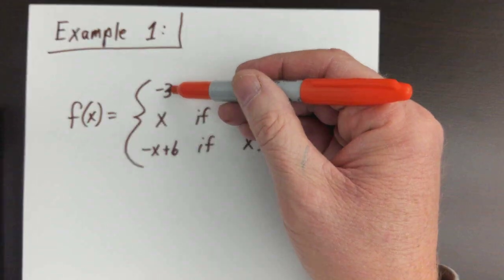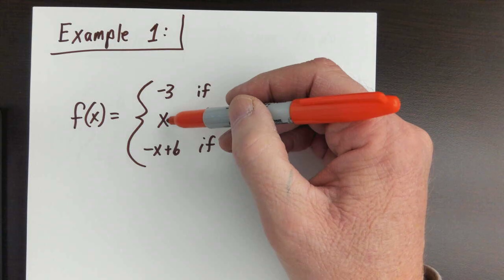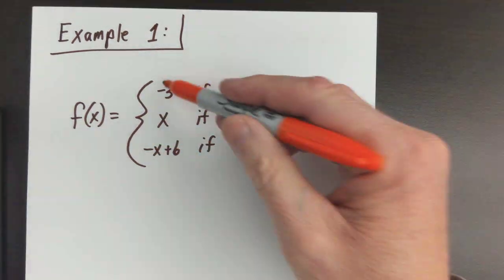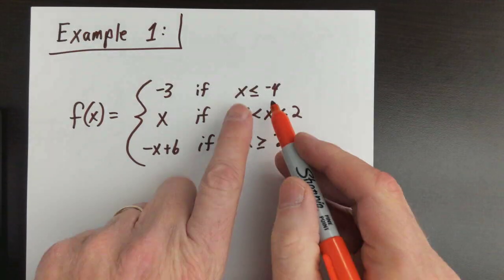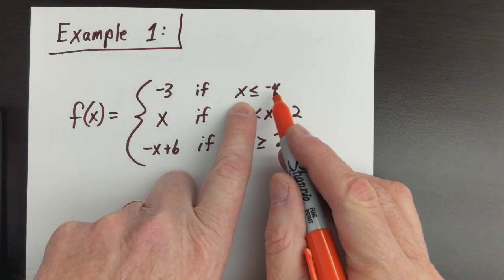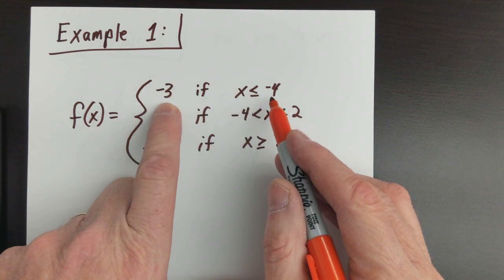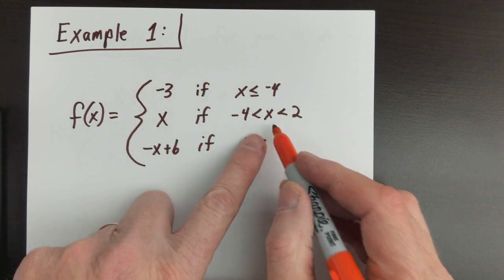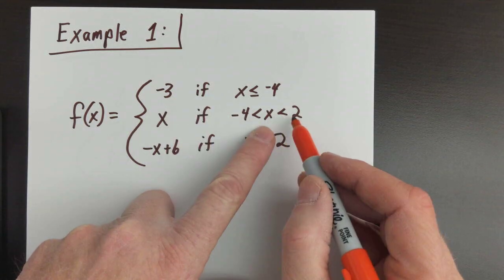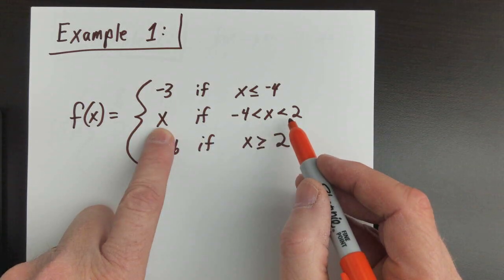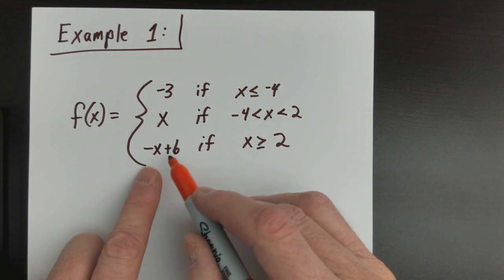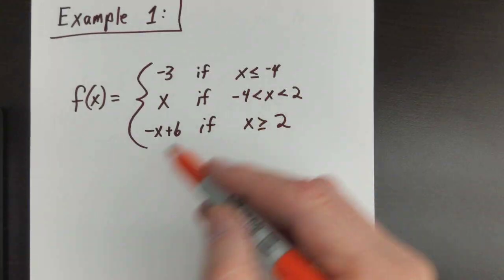So, f of x, I have three expressions. f of x equals -3. I've got another expression, f of x equals x, and f of x equals -x plus 6. So I've got three expressions that f of x equals, and it all depends on the value of x. If our value of x is less than or equal to -4, we're going to use this expression. If our value of x is greater than -4 but less than 2, we're going to use this expression. And if our value of x is greater than or equal to 2, we're going to use this expression.